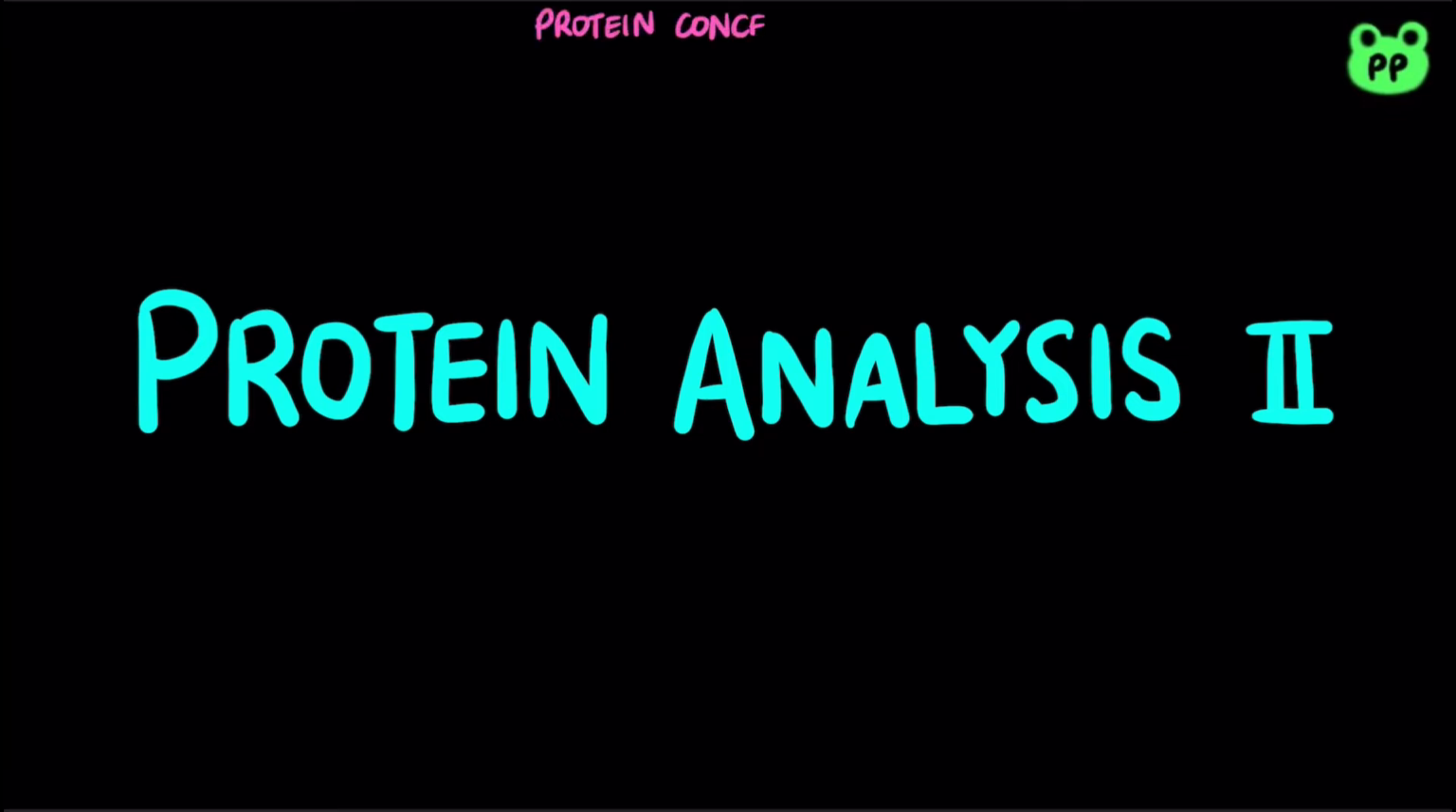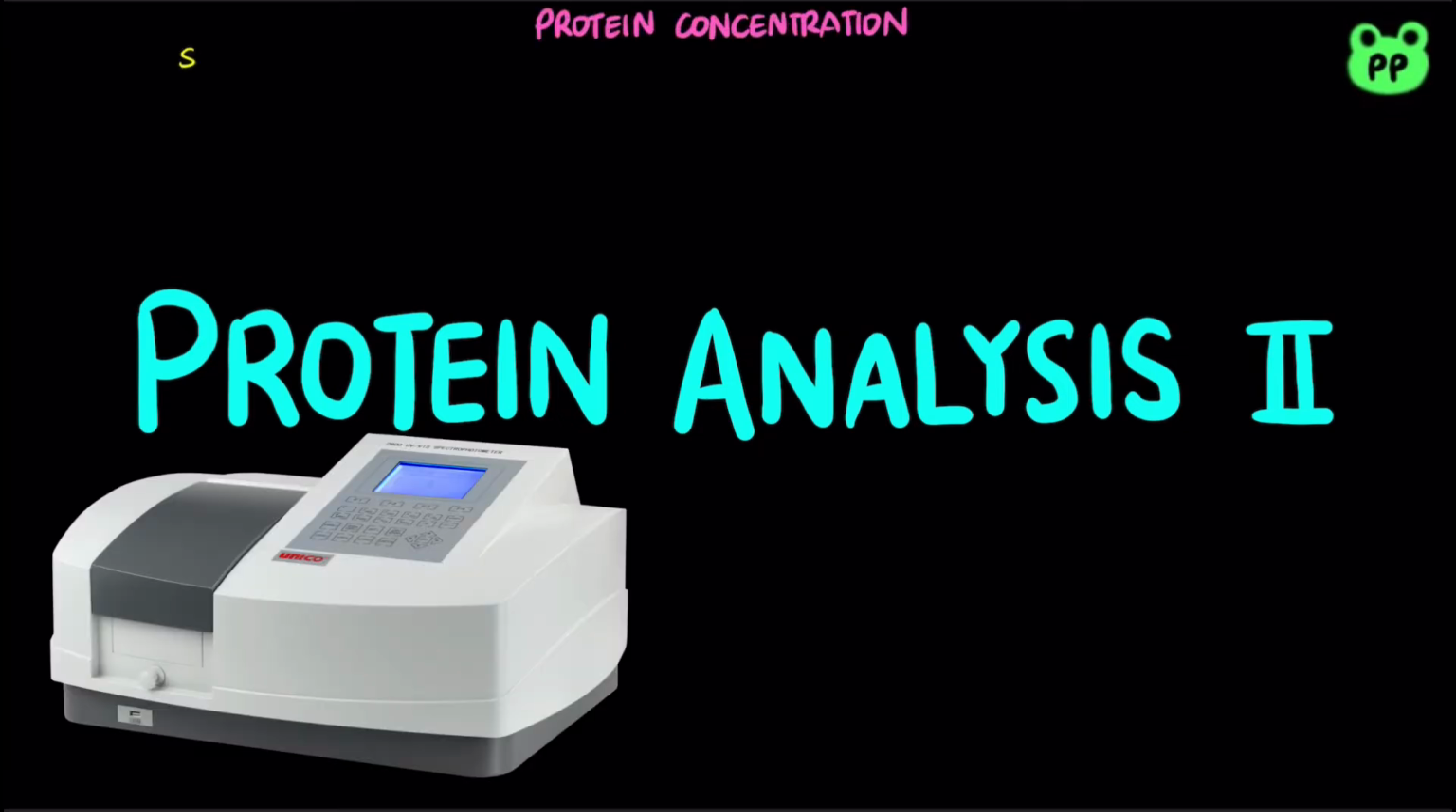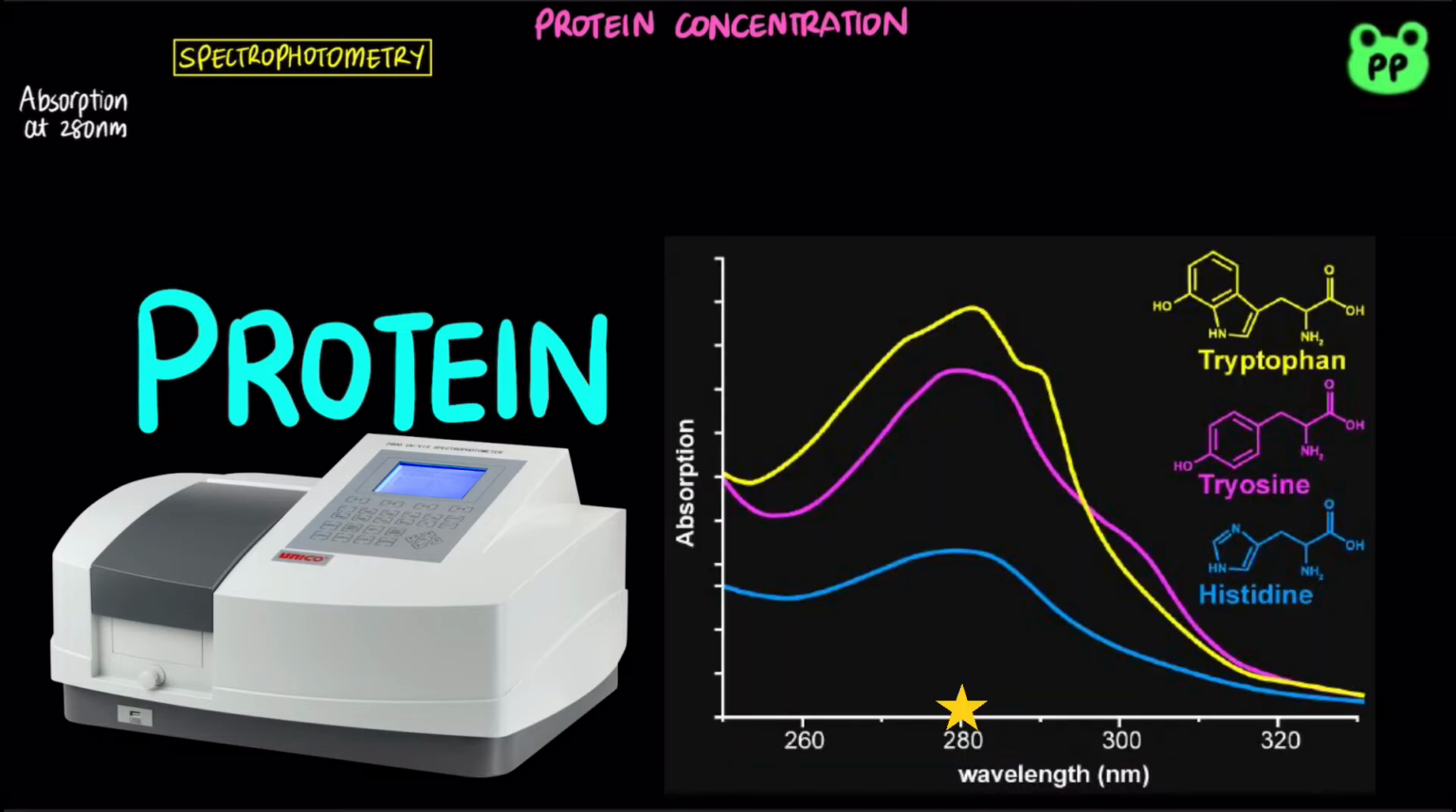There are three main ways to measure protein concentration. Spectrophotometry measures the amount of photons, or the intensity of light absorbed after it passes through a sample solution. Many protein-containing solutions have the highest absorption at 280 nanometers in the spectrophotometer, due to the presence of aromatic amino acids. Tryptophan has the highest absorption at 280 nanometers, followed by tyrosine and phenylalanine.